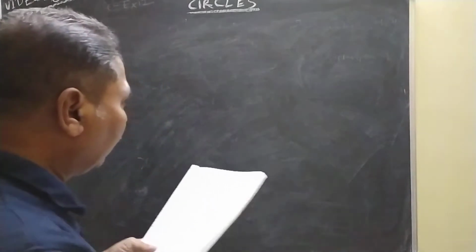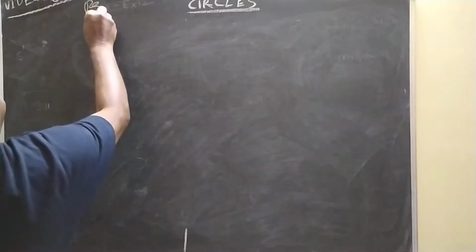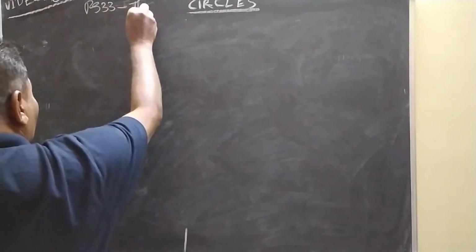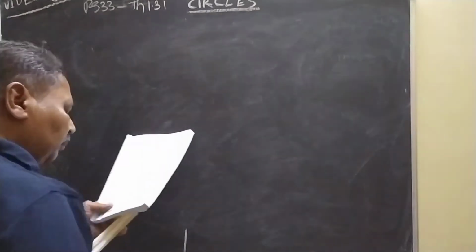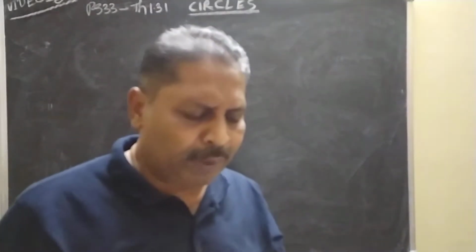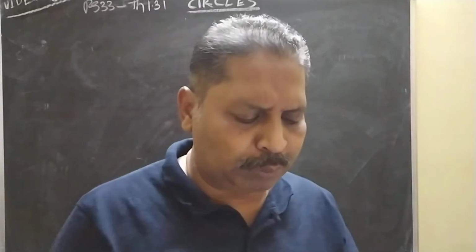Page number 33. Theorem 1.31. This is a very important theorem in the circle chapter.